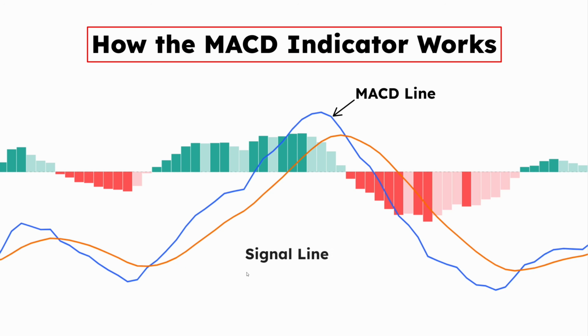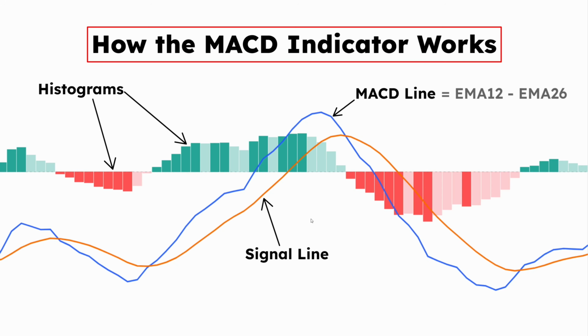The next part of the indicator is the signal line. And the signal line is this orange line right here. And last but not least, we have the histograms. And as you guys already know, the histograms are the valleys and mountains here on the MACD indicator. But where does the MACD line, signal line, and histogram actually come from?